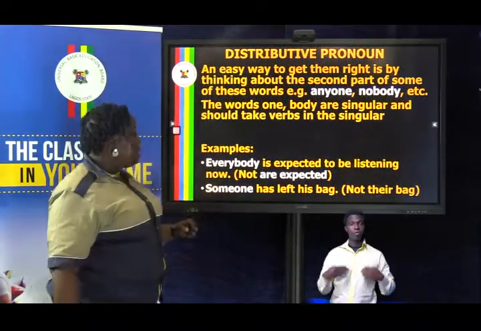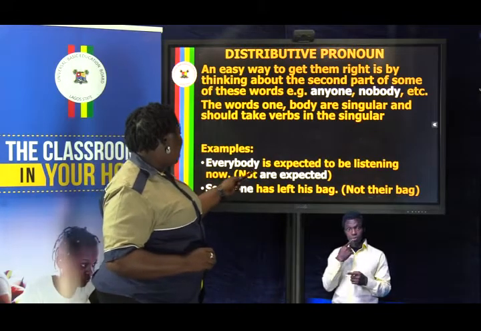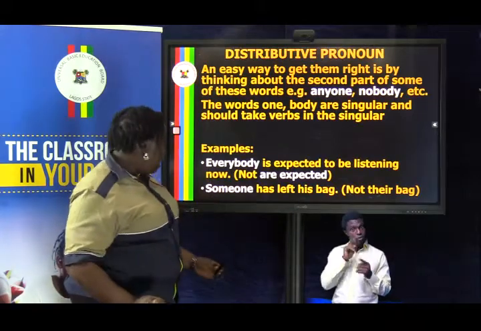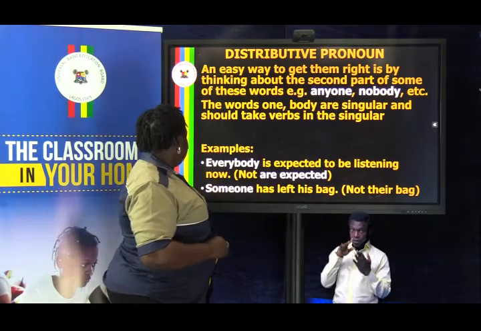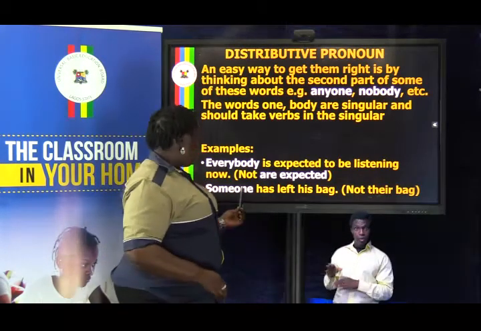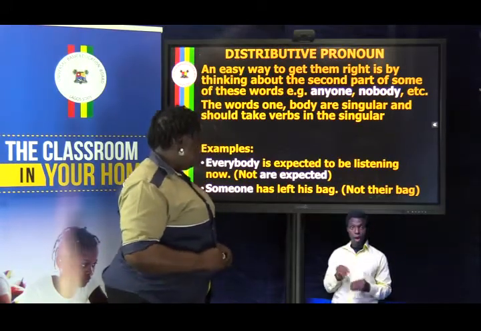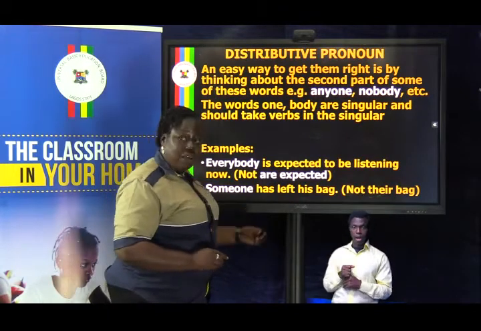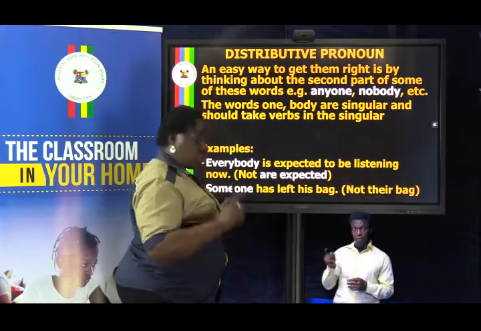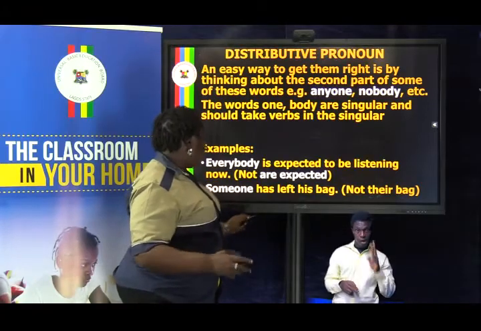Example: everybody is expected to be listening now. It is incorrect to say everybody are expected to be listening now. The correct way is to say everybody is expected to be listening now. Someone has left his bag. Not someone has left their bag. It is incorrect to say their bag. When we're talking about someone, then his or her bag. Someone has left his bag or her bag.